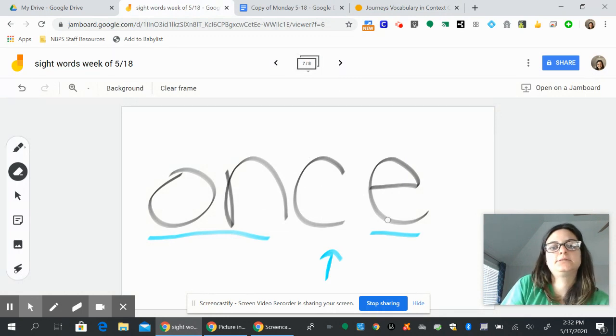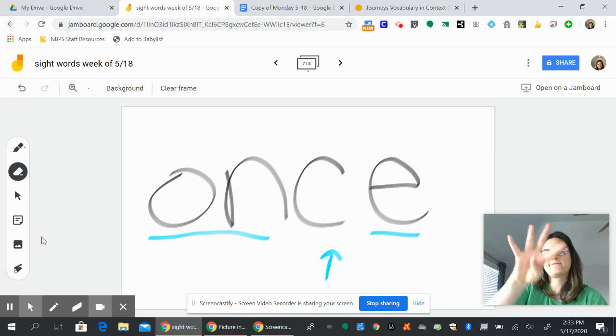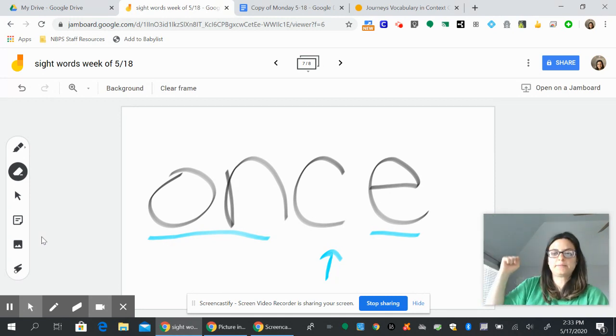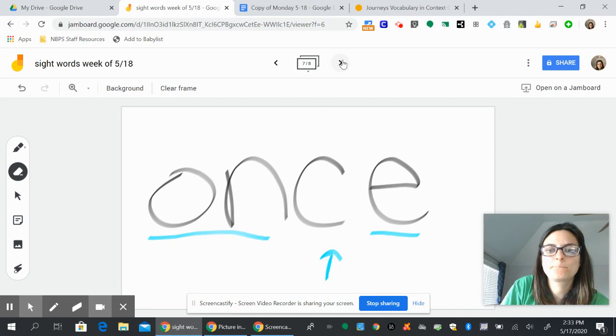Once. So another tricky one. I really hope you're writing these words down. There are 4 letters in once. Give me an O. Give me an N. Give me a C. Give me an E. What's that spell? Once.